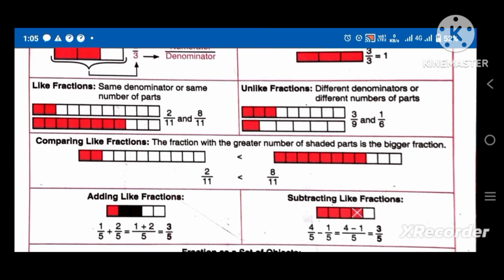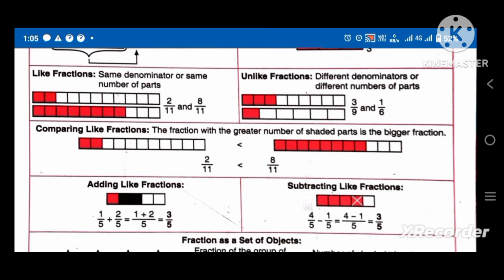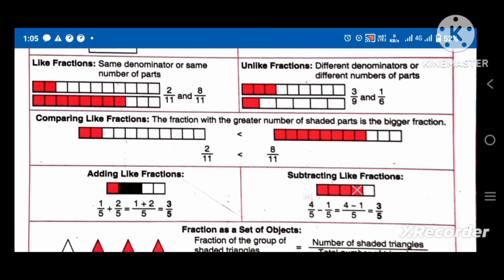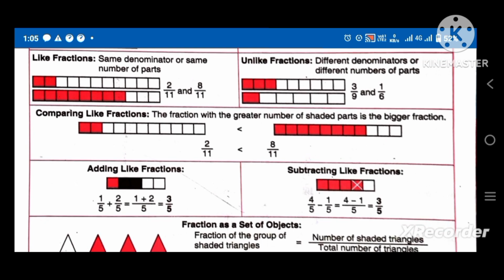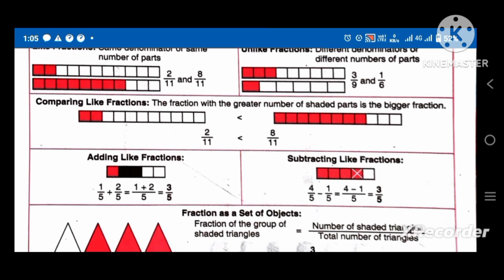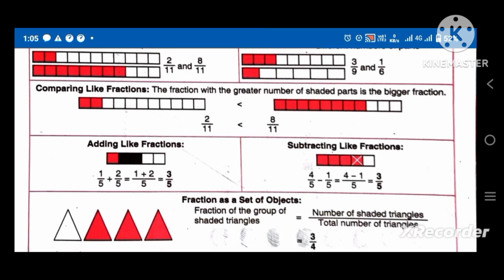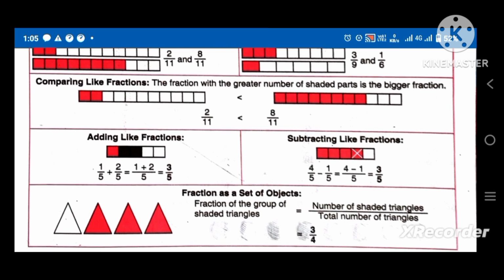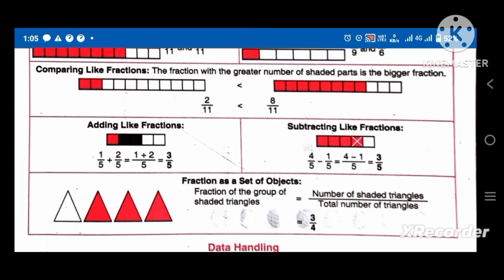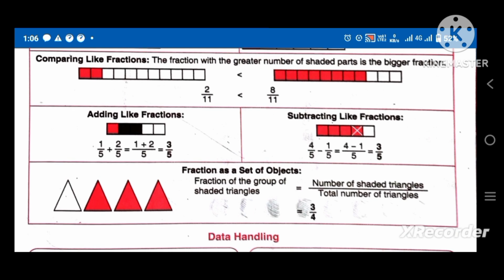Like fractions have the same denominator or the same number of parts, for example 2 by 11 and 8 by 11. Unlike fractions have different denominators, or different numbers of parts, for example 3 by 9 and 1 by 6. Comparing like fractions, the fraction with the greater number of shaded parts is the bigger fraction. 2 by 11 is smaller than 8 by 11.